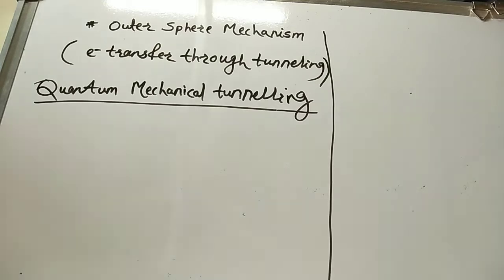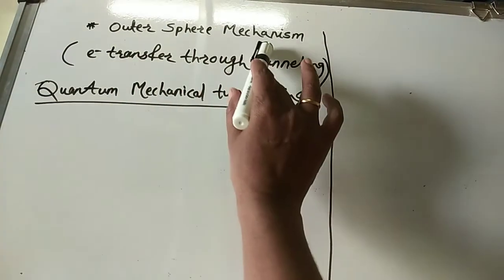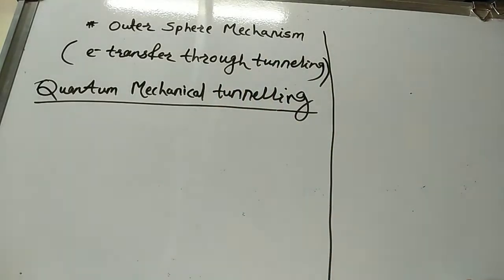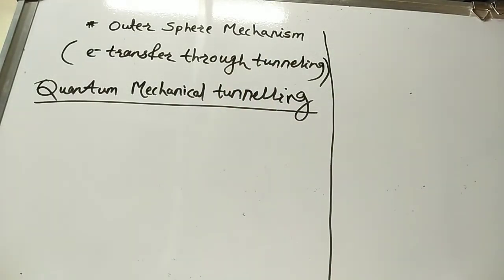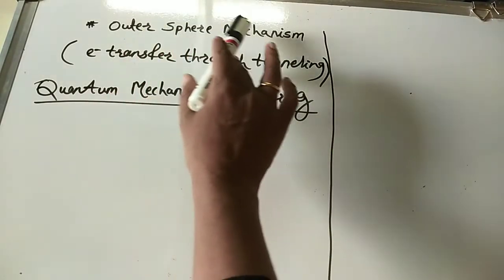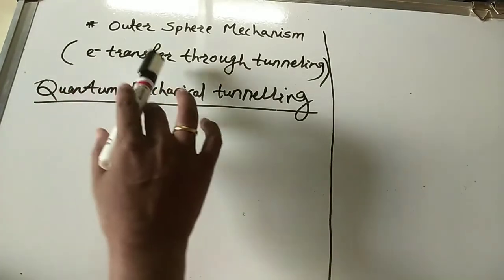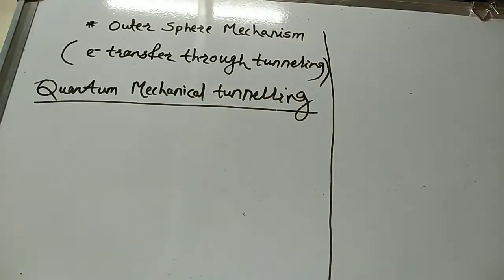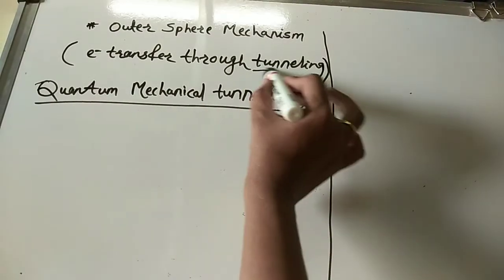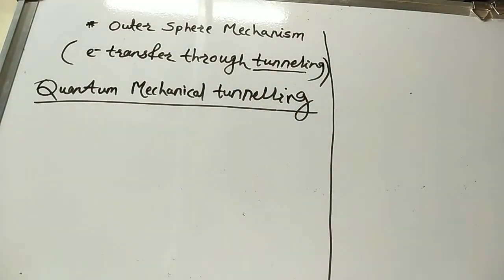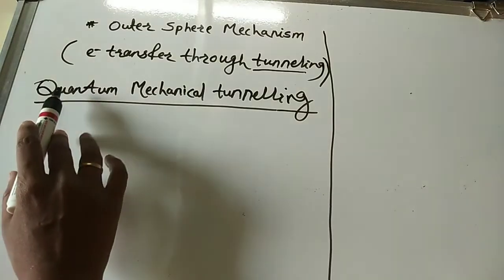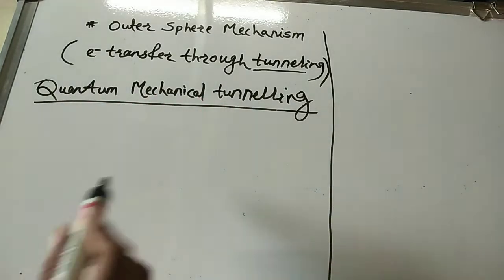So today we focus on the outer sphere mechanism. Generally in the electron transfer reaction there are two types of mechanism: one is the outer sphere mechanism and the second one is the inner sphere mechanism. Generally the outer sphere mechanism occurs through electron transfer by tunneling. So first of all we focus on what tunneling is. Tunneling is quantum mechanical tunneling.